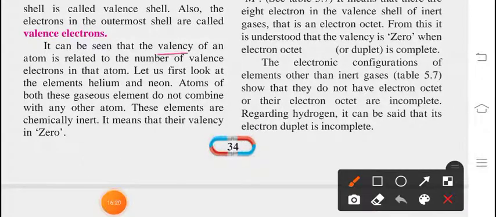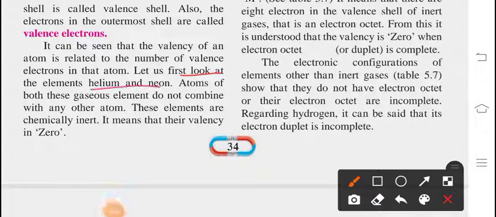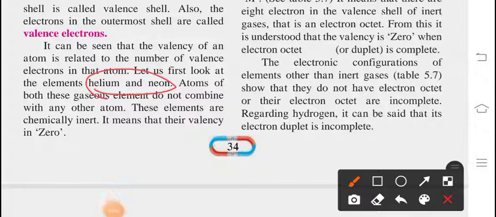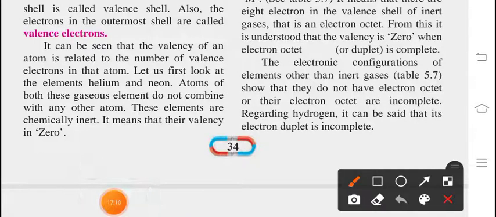It can be seen that the valency of an atom is related to the number of valence electrons in that atom. So, first look at the elements helium and neon. Atoms of these gaseous elements do not combine with any other atom. These elements are chemically inert. It means that their valency is 0. Who has valency 0? Helium and neon. This type of question can be there in your MCQ also. Which element has a 0 valency? You should know the answer: helium and neon have 0 valency.